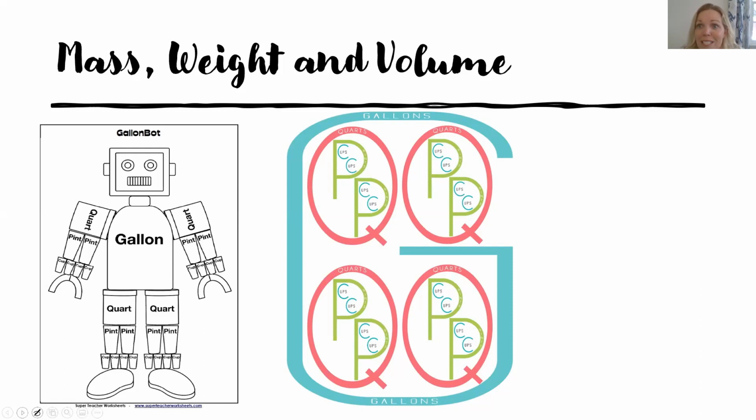How many cups in 1 gallon? Go, go, go team, go. You could count them all up, or you could think that each quart has 4 cups. Right? And then there's 4 quarts. So hopefully these charts are something you just become familiar with.